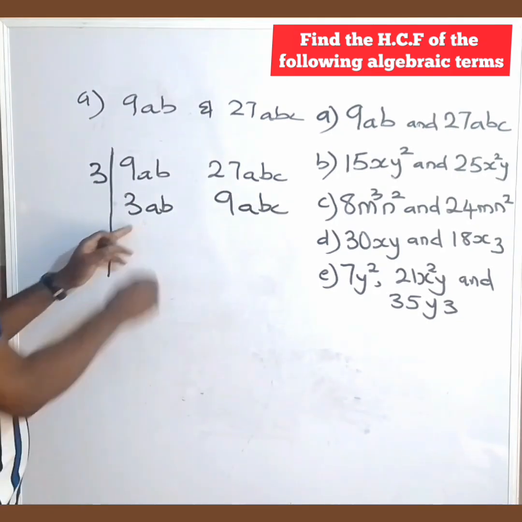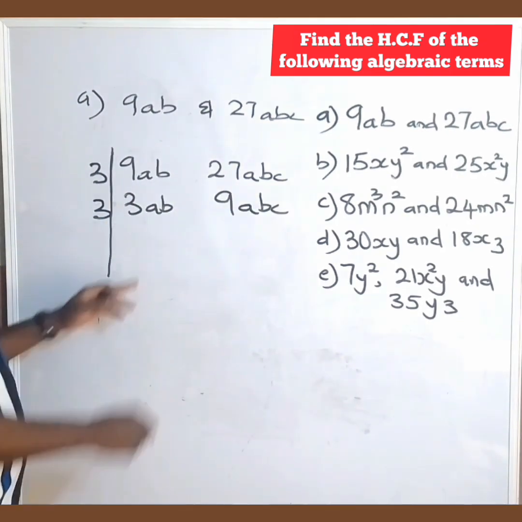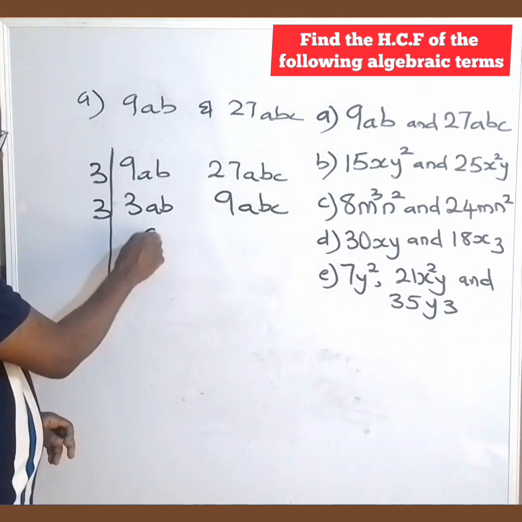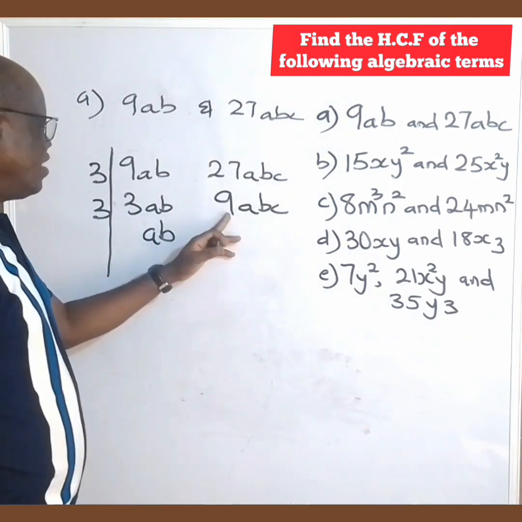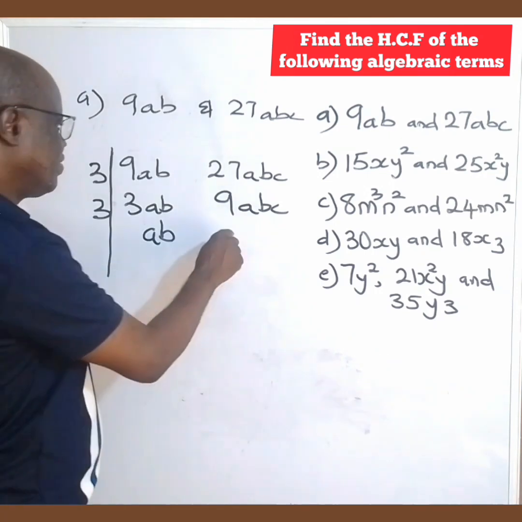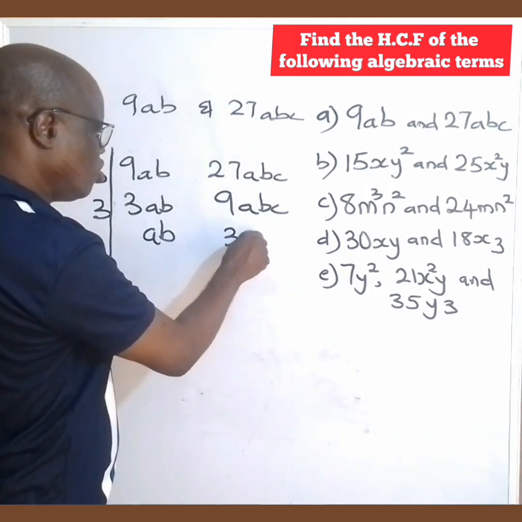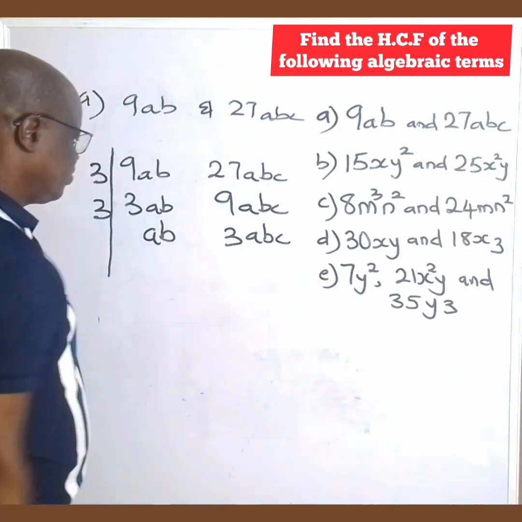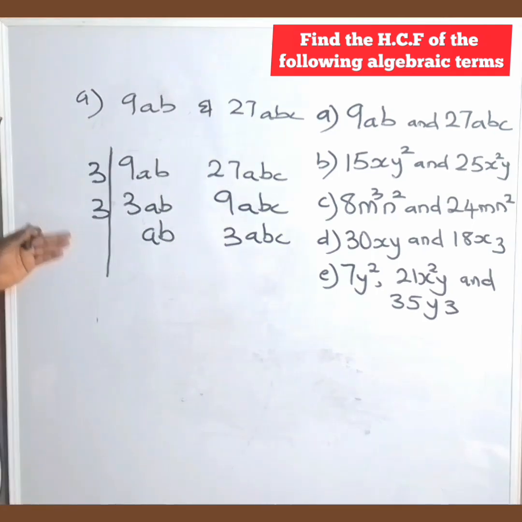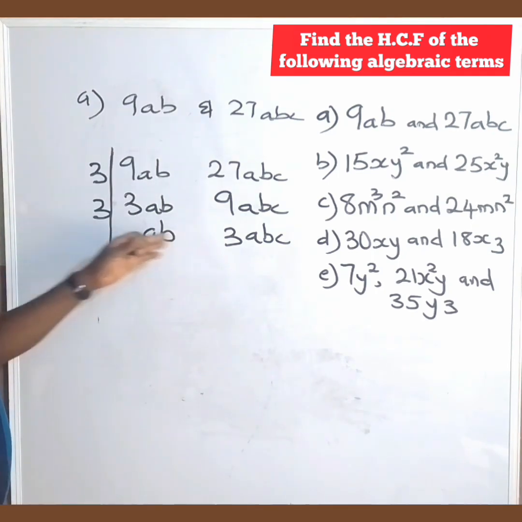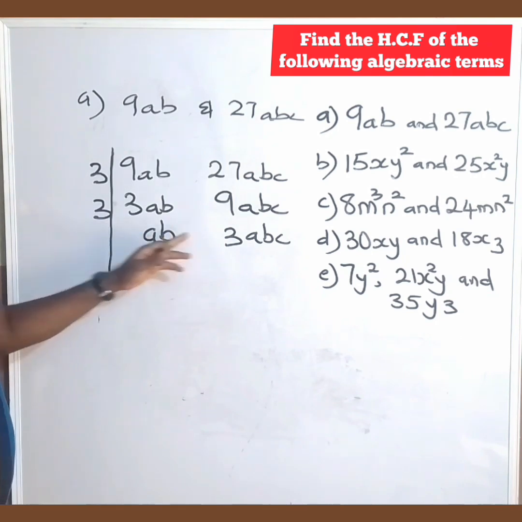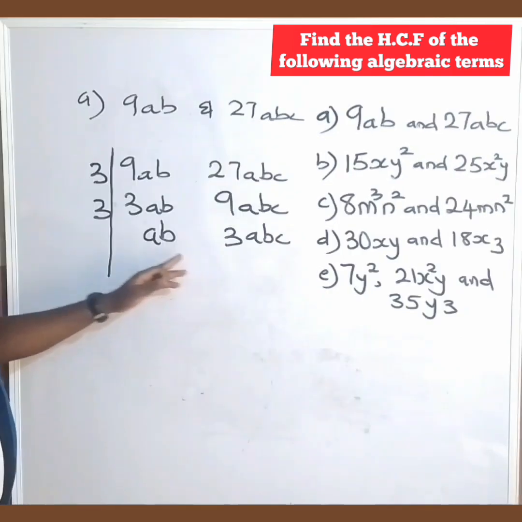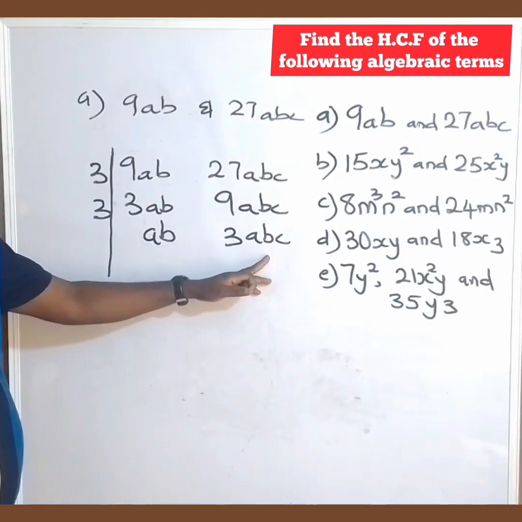3 divided by 3 is 1. Write your AB. 9 divided by 3 is 3. Write your ABC. Now, which other number can go exactly? So there's no other number that can go exactly here. Now come back to the letters or symbols.